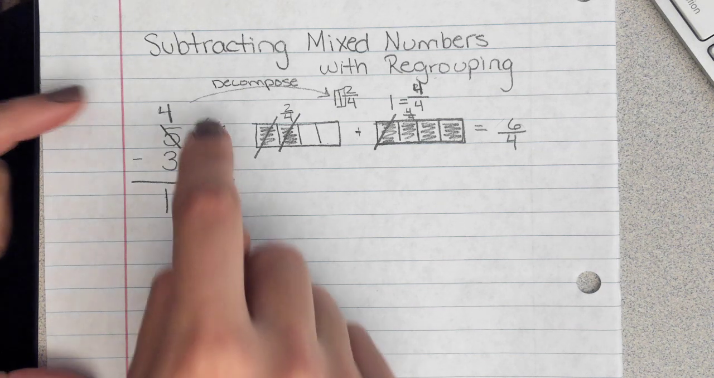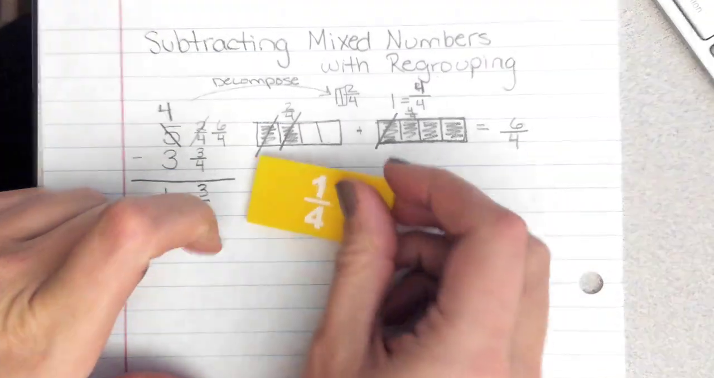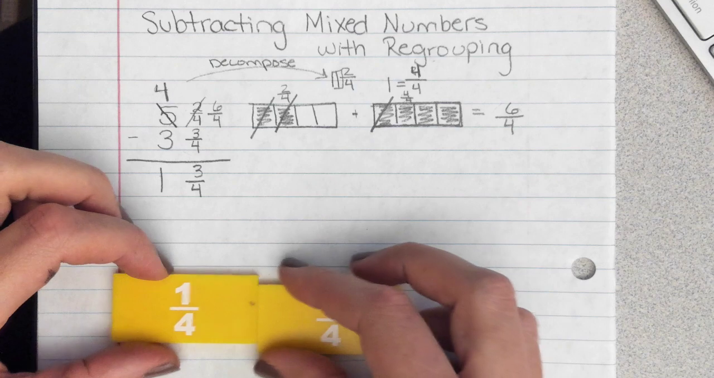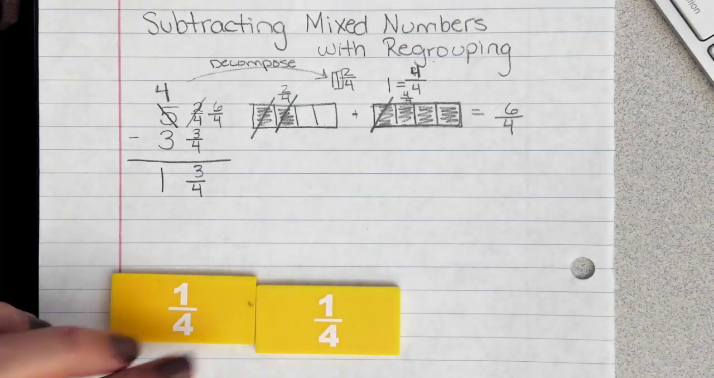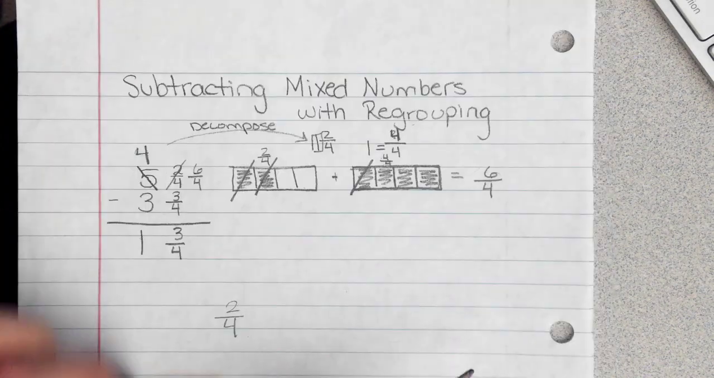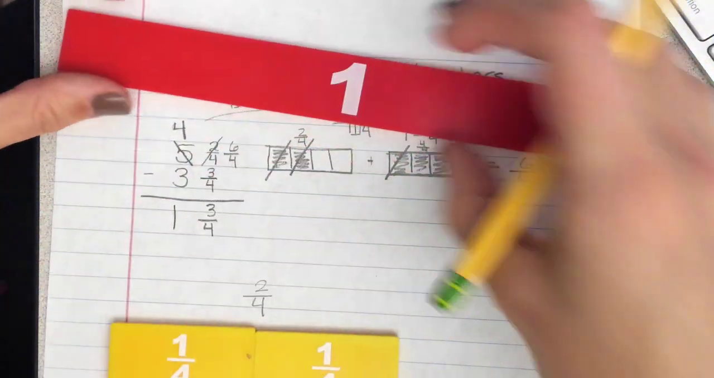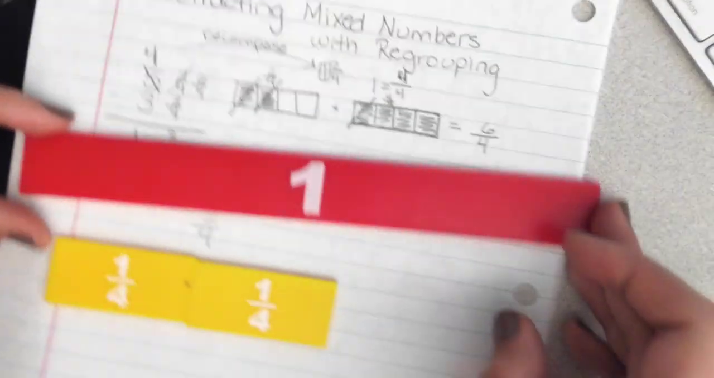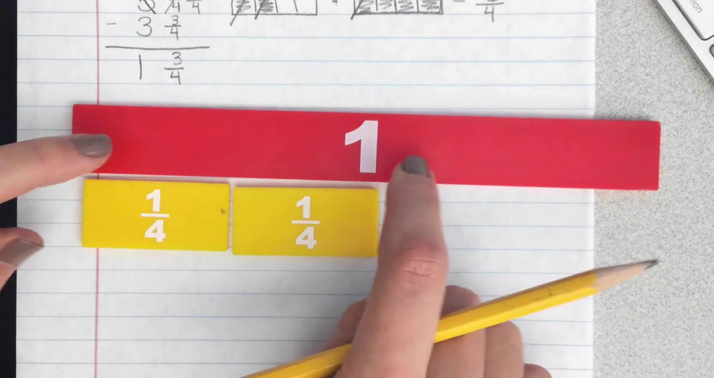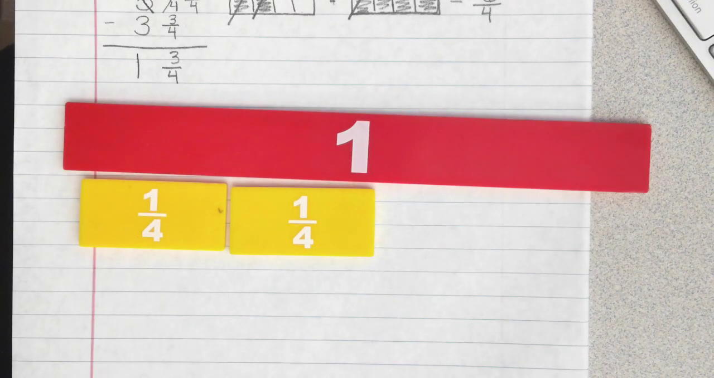So I want to look closer at what we did when we decomposed. To begin with, I had 2/4. So if we look at that, we have 2/4 here. And again, I cannot take 3/4 away. So I needed to decompose the 1. So that means I have a 1 and I'm bringing this over. But these aren't the same thing. So what I'm going to do is actually convert this 1 into the fraction.